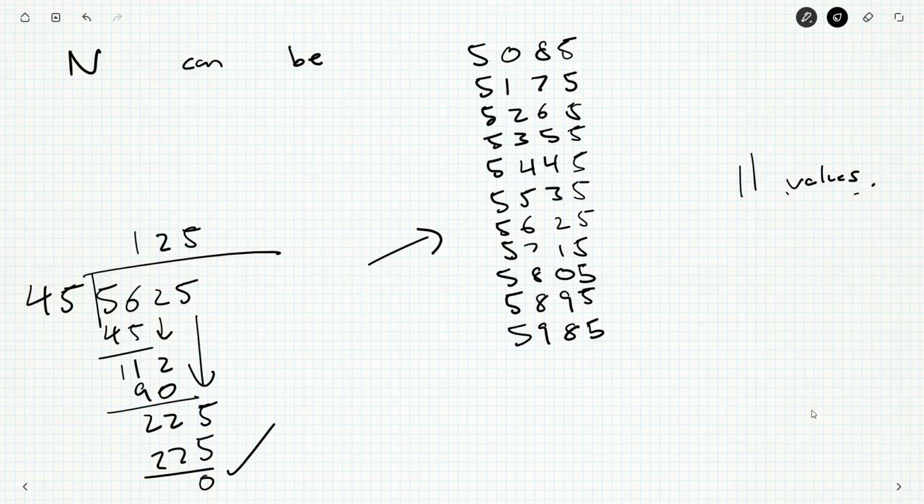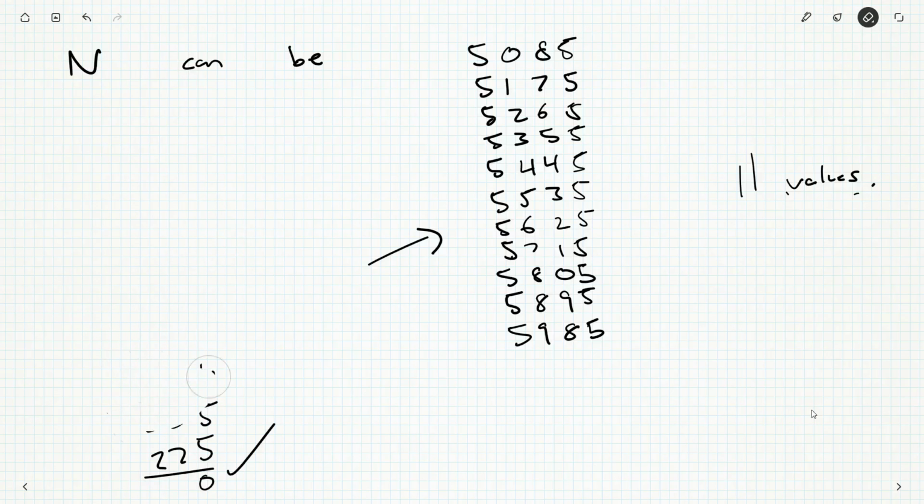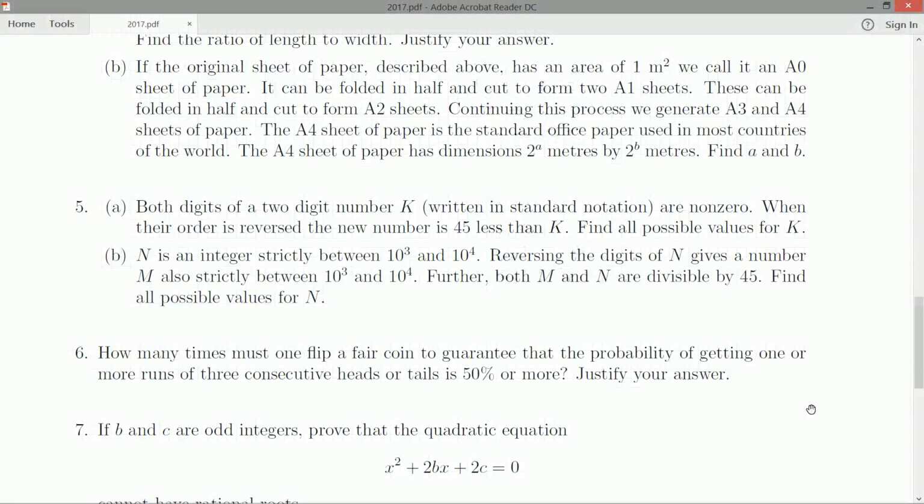And we could even reverse it. Notice that its reverse is also on the list. So M is also on these lists as well. And that's just a nice little double check. If we've got time, we do those little things. But we wanted to find all possible values for N. Well, there it is. So that wraps up question 5.